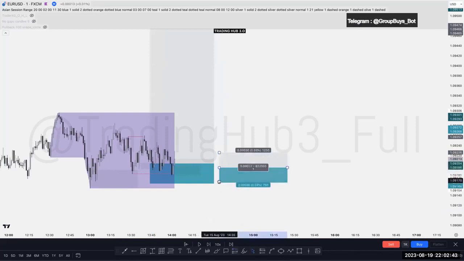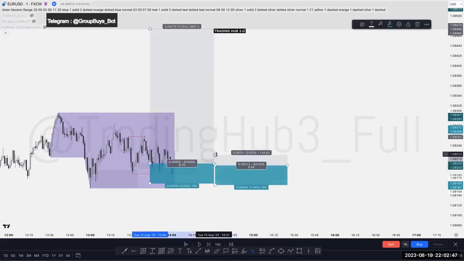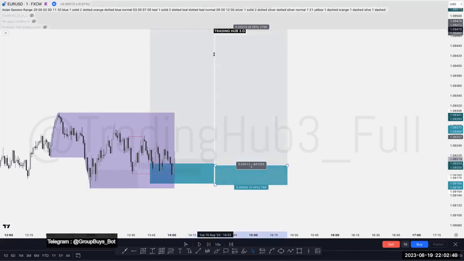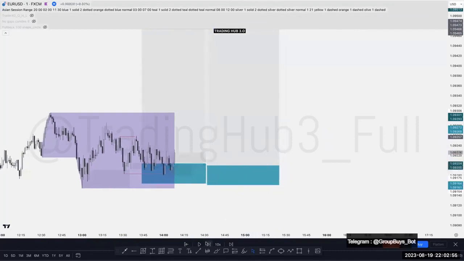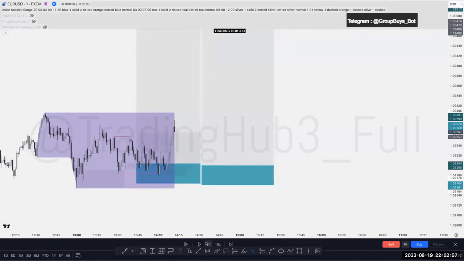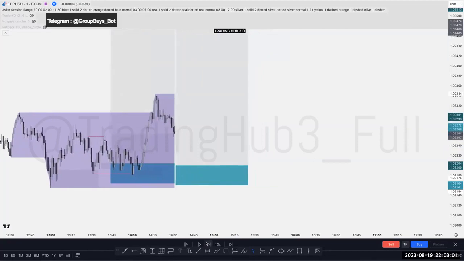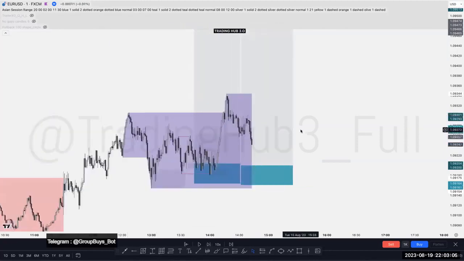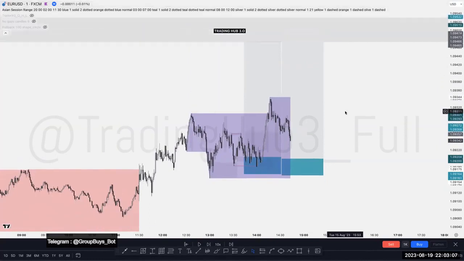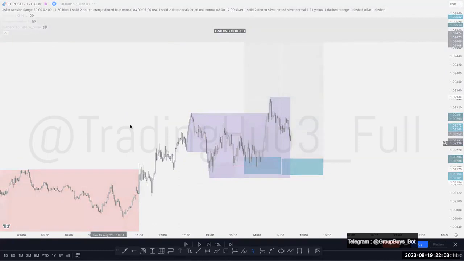We can buy here, put the stop loss just below it, and target the main. This is an unmitigated order block. Okay, mitigate this one. Perfect. The previous highs are broken here again. And now switch here to a 15-minute time frame.